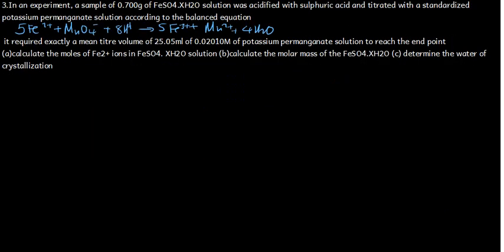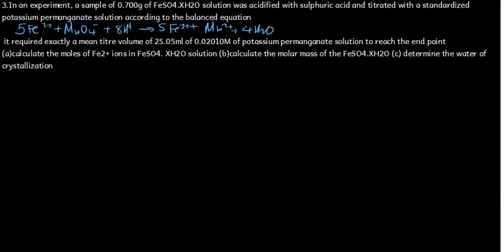Given another question here. In an experiment, a sample of 0.7 gram of hydrated iron sulfate solution was acidified with sulfuric acid and titrated with a standardized potassium permanganate solution according to the balanced equation shown there. It required exactly a mean titer volume of 25.05 milliliters of 0.02010 molar potassium permanganate solution to reach the end point. Now the first question: calculate the moles of iron 2+ in the hydrated iron sulfate.